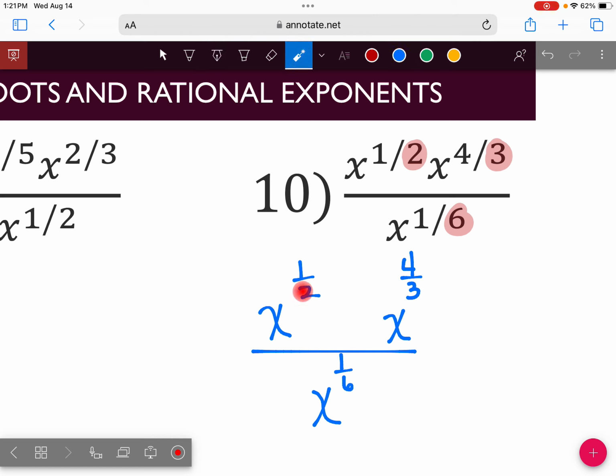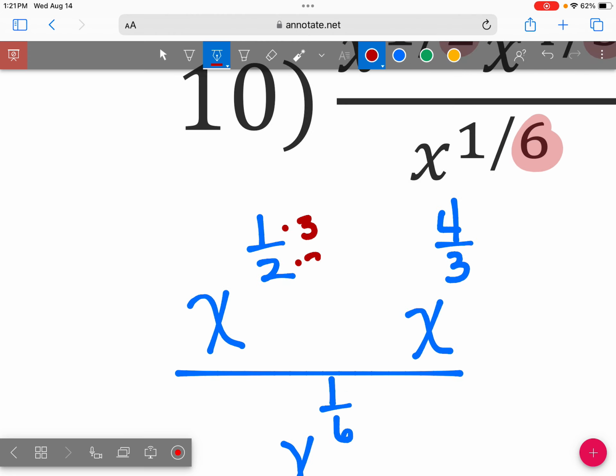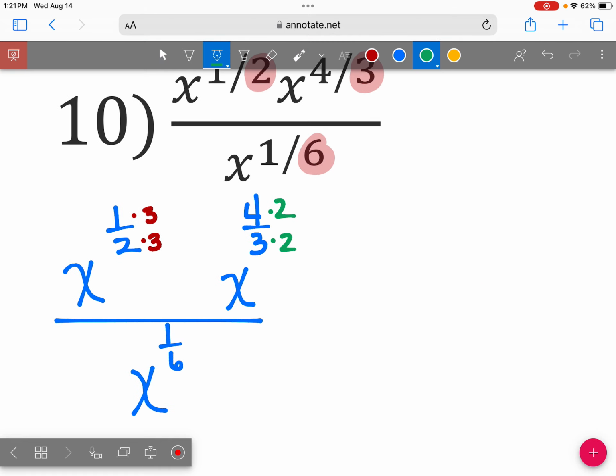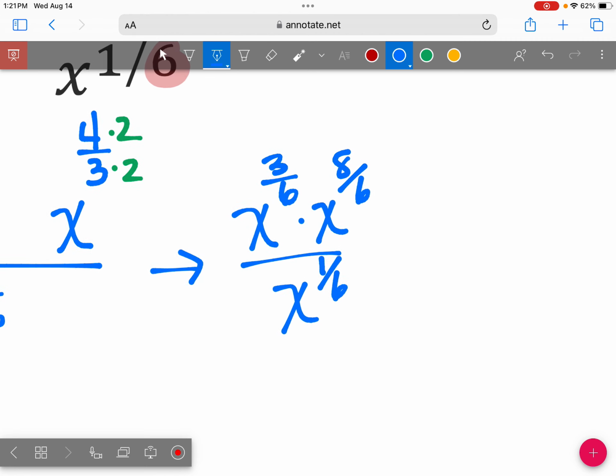What do I have to multiply by 2 to get 6? 2 times what is 6? 3. So this fraction, I need to multiply it by 3. For this second fraction here, I need to multiply that by 2. And the bottom fraction is already a 6, so I don't need to change it. So when you do that, you get x to the power of 3 over 6 times x to the 2 over 6 divided by x to the 1 over 6. So now that we have our common denominator, we can simplify it.